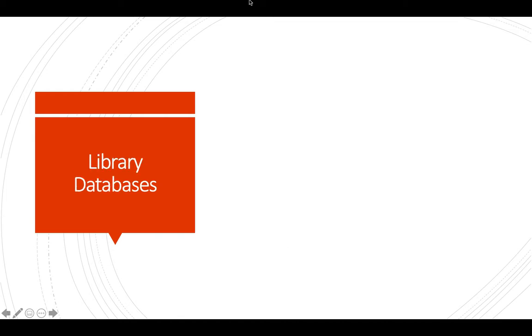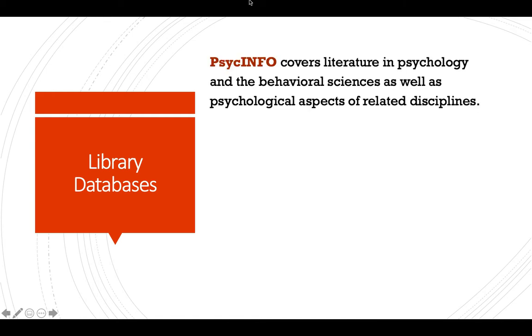So a couple of library databases to mention. First, PsycInfo. If you have been here in the MSW program, in other psychology undergrad programs, etc., you're probably already familiar with PsycInfo. I talk about it in 670 if you've taken that. This covers literature in psychology and the behavioral sciences, as well as psychological aspects of related disciplines. So there's a lot of social work literature in PsycInfo, and there are a couple key pieces in PsycInfo, some tools that make it a lot easier to find qualitative research specifically.